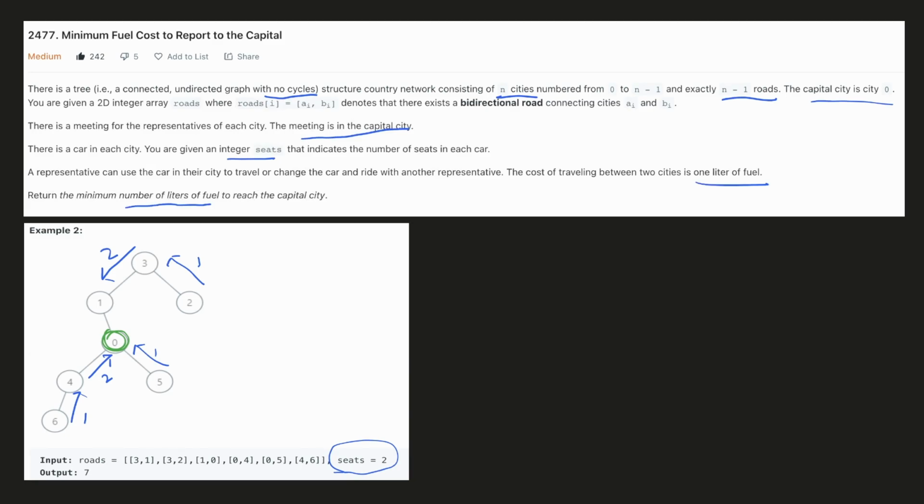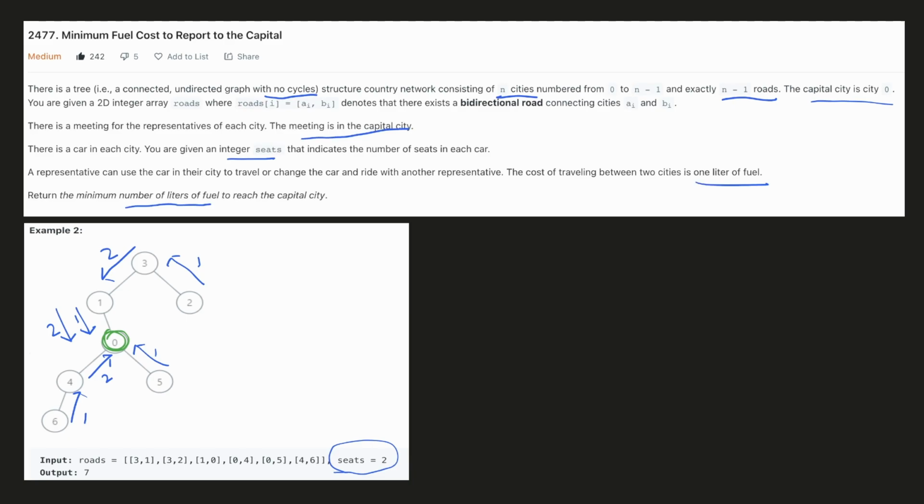They cannot fit in a single car as the number of seats in a car is 2. Hence, they will need 2 cars to go to city 0. In one car, there will be only 1 person and in the other car, there will be 2 people. This would consume 2 liters of fuel. Adding all of these, 7 liters of fuel will be consumed.